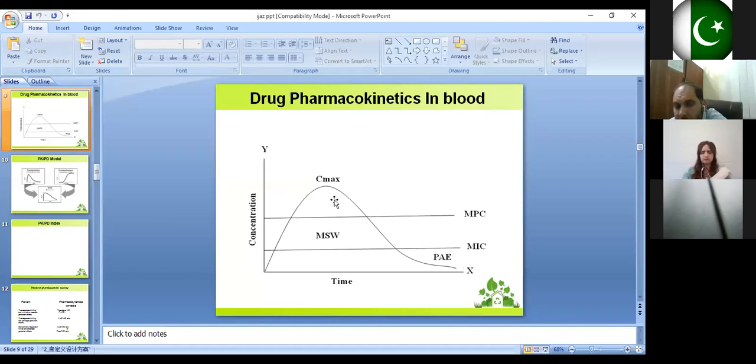When we are using an antibacterial drug, this is somewhat difficult. If you have questions, please write. But this is important: when we are using an antimicrobial drug, the drug should stay above the MIC for a longer time. If the drug concentration is above the MIC, it will work. If it is below the MIC, it will not work.